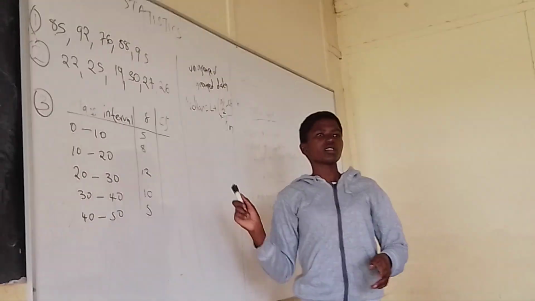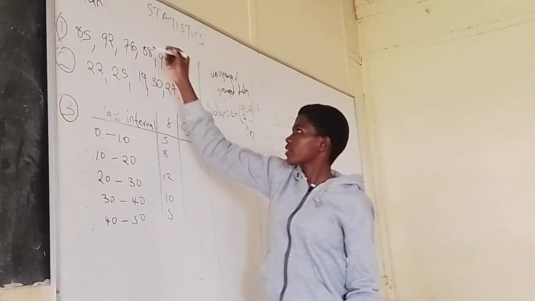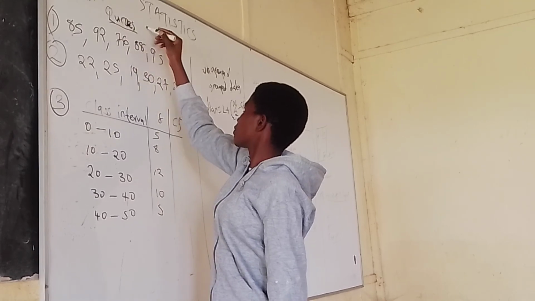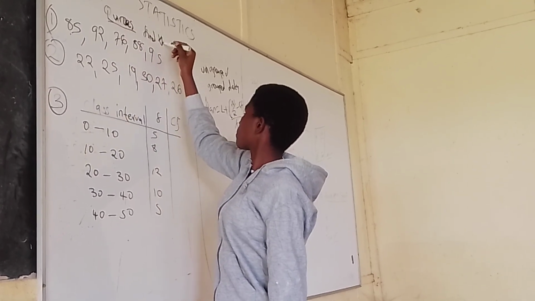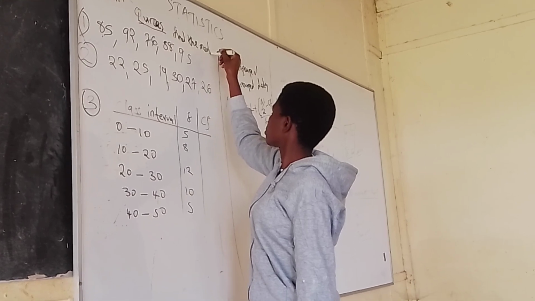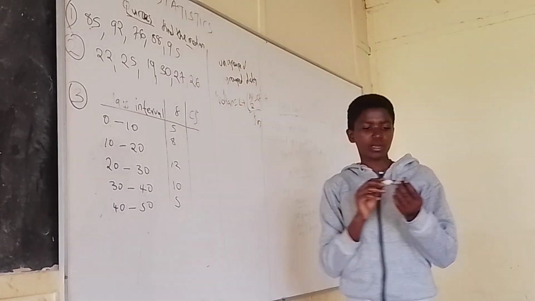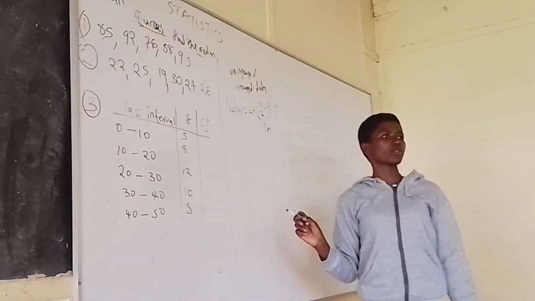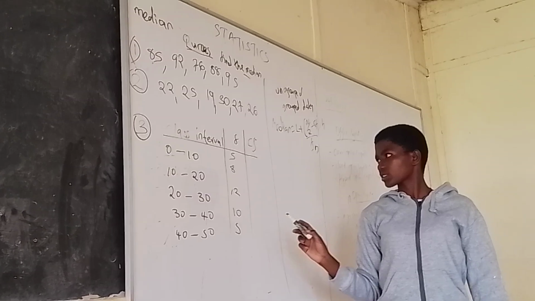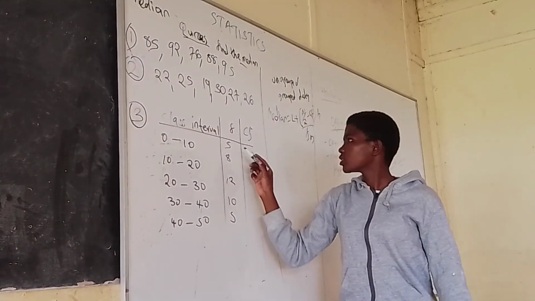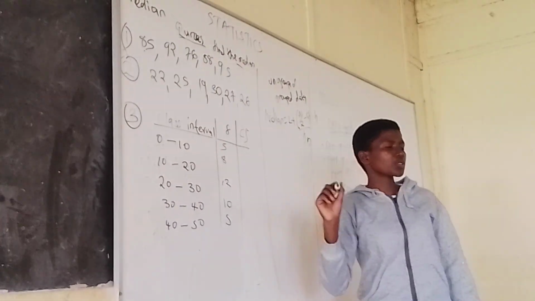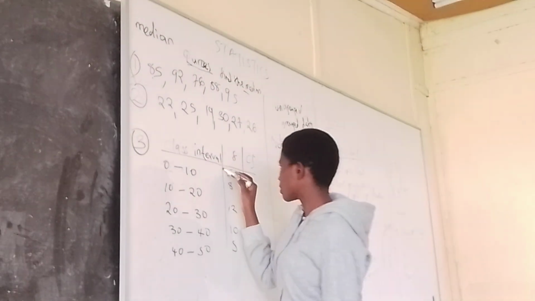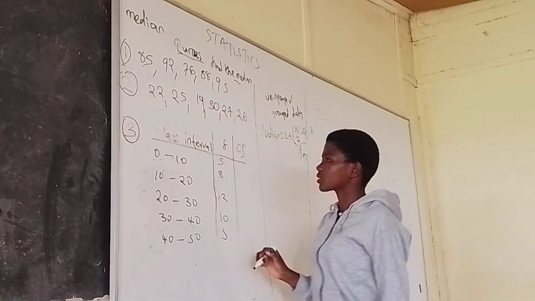So you will do these quizzes. You find the median of questions 1, 2, and 3. Then make sure you bring your exercise book individually. Don't collect your books. Make sure you bring it individually. We will meet on the next class. Thank you.